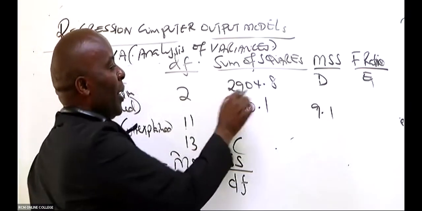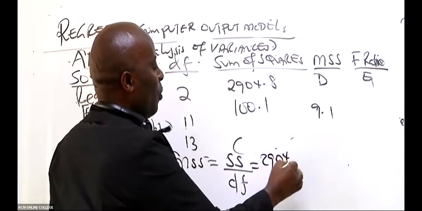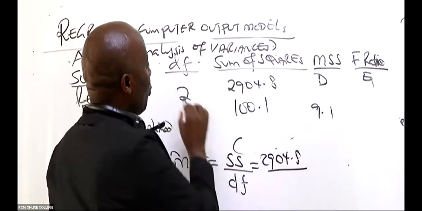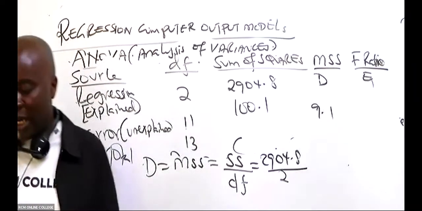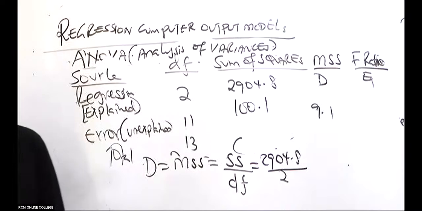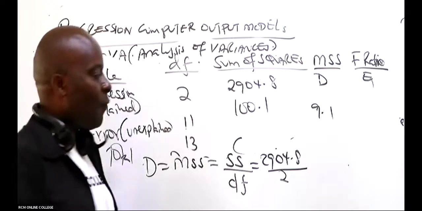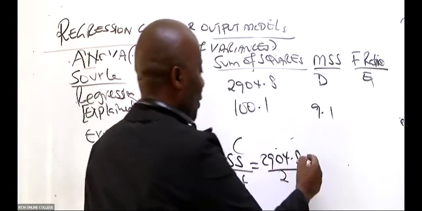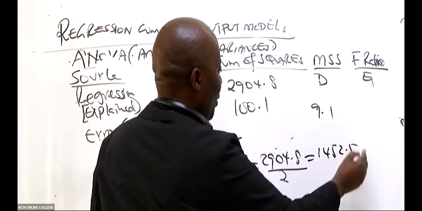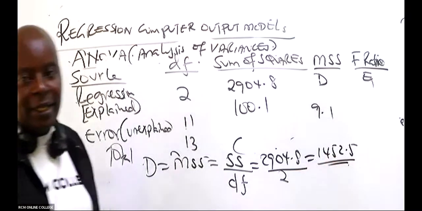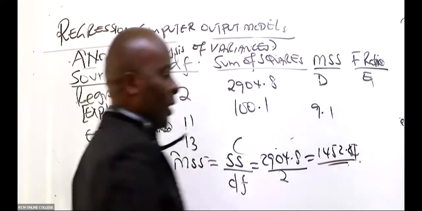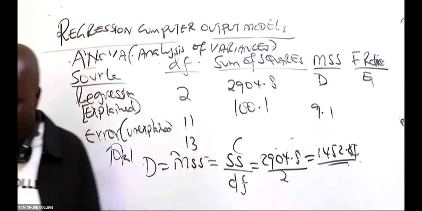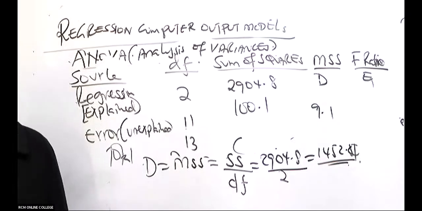So the sum of squares is here, which is 2904.8, divided by degrees of freedom, which are how many here, somebody? According to Madam Esther, she's getting 1452. 1452 point to who? 0.5, or 0.4? 0.4. Thank you so much. So up to there, are we together?